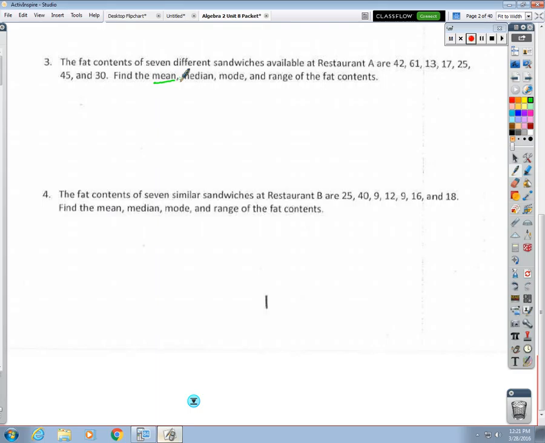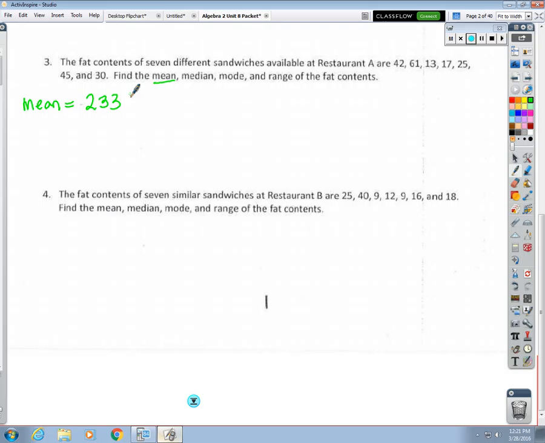So starting with the mean. What's another word for mean? Average. And how do you average numbers? Okay, so first add them all up. 42 plus 61 plus 13 plus 17 plus 25 plus 45 plus 30. 232. 233, that was a typo.